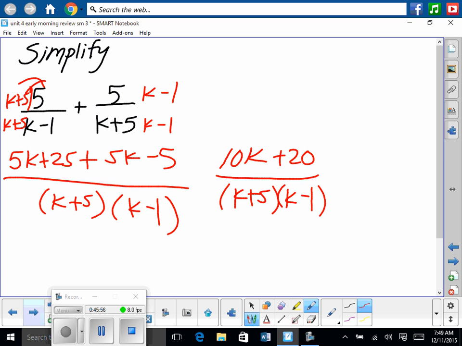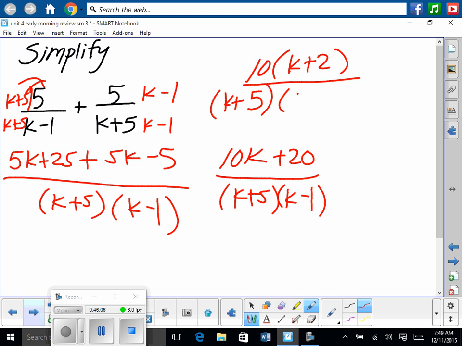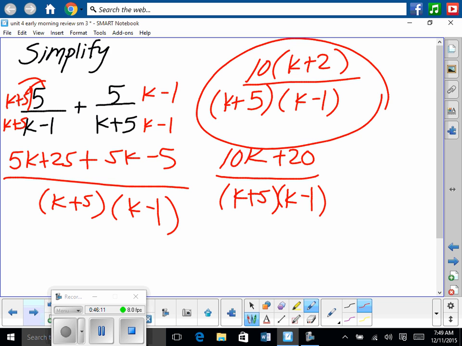Then you'll check to see if it simplifies. So I can pull out a 10. Left is k plus 2 on top. And on bottom we have k plus 5 and k minus 1. Nothing divided out, right? We don't have to state the excluded values with adding and subtracting.